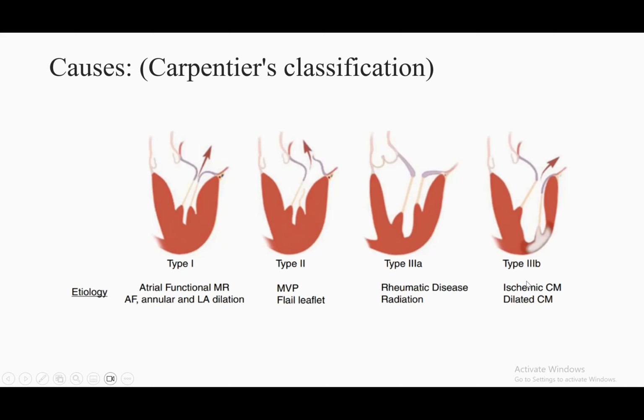And this is a case of type 3B, in which there is an infarction here at the level of the papillary muscle, causing dilatation of the myocardium and pulling on the posterior mitral leaflet, causing restriction in its motion and its inability to coapt with the anterior leaflet, causing regurge. This is called functional or secondary mitral regurge.